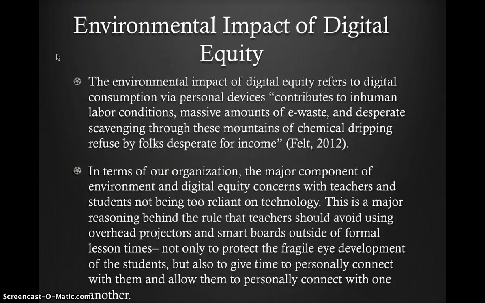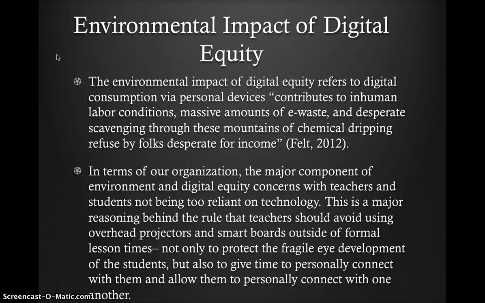The environmental impact of digital equity. The environmental impact of digital equity refers to digital consumption via personal devices that contributes to inhumane conditions, massive amounts of e-waste, and desperate scavenging through the mountains of chemical dripping refuse by folks desperate for income.